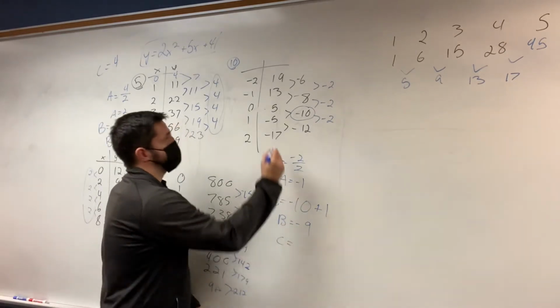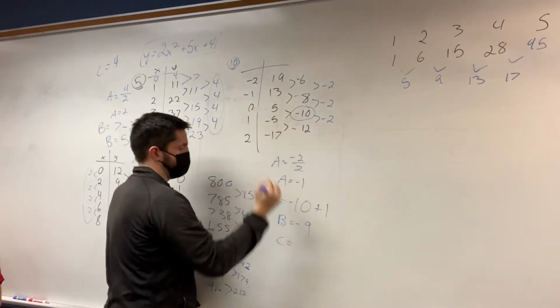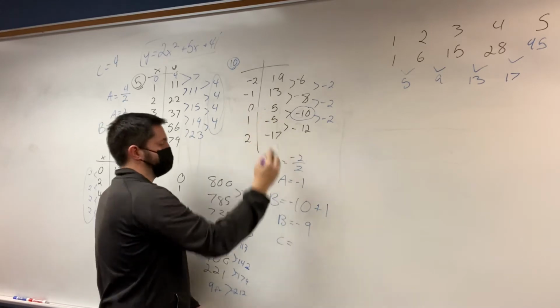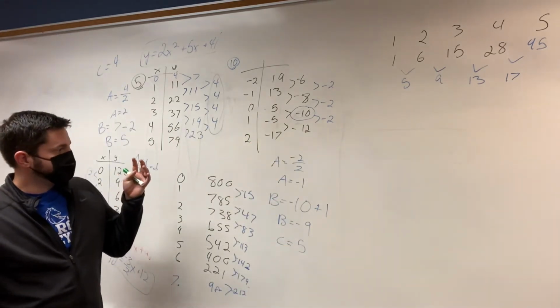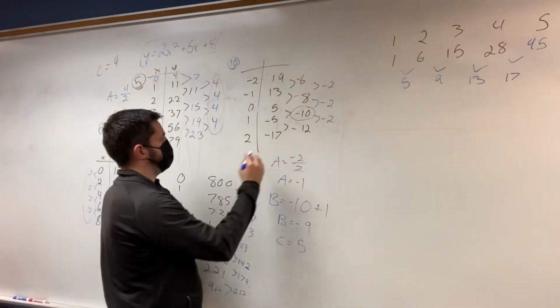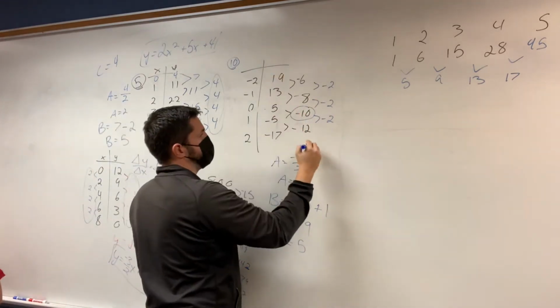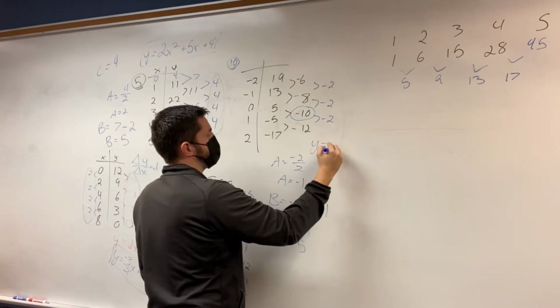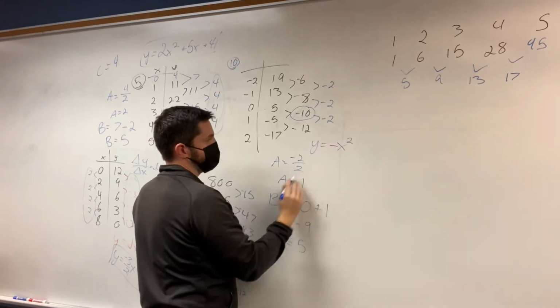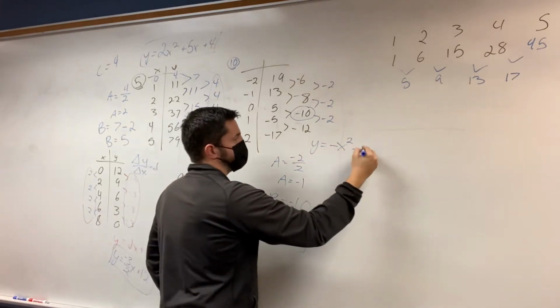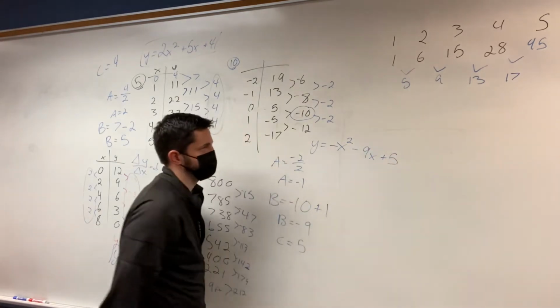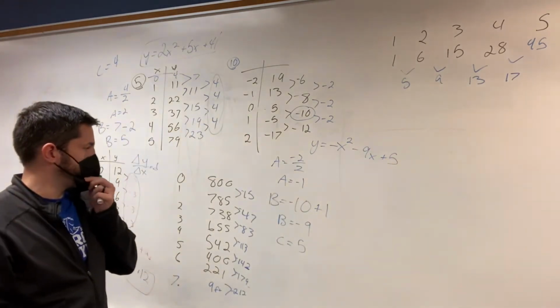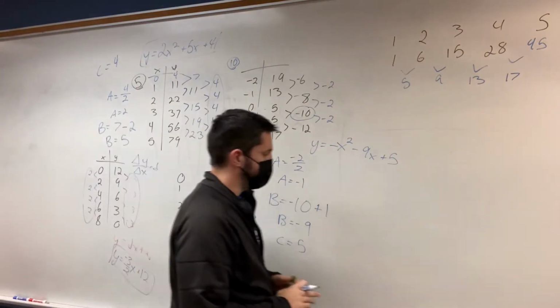C, don't get tripped up. At 0, C is 5. Cool. There it is. ABC. We got y equals negative x squared, because negative 1, minus 9x, plus 5. There we go. Cool, cool, cool. All right, moving on to the next page.